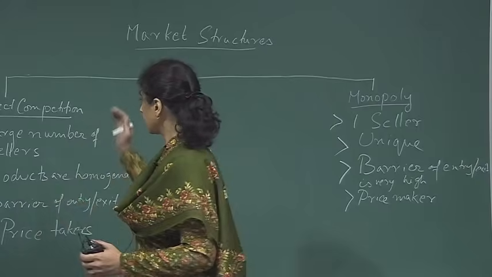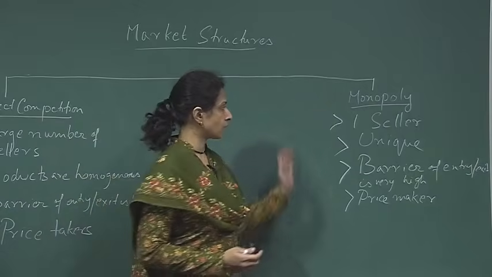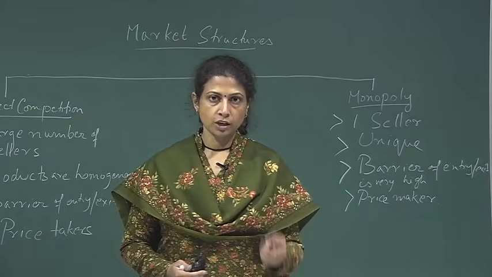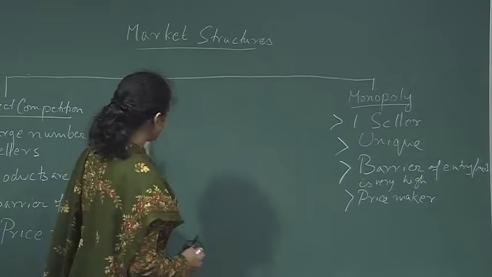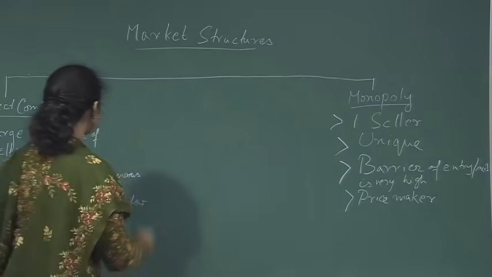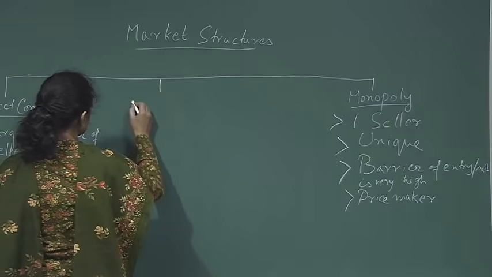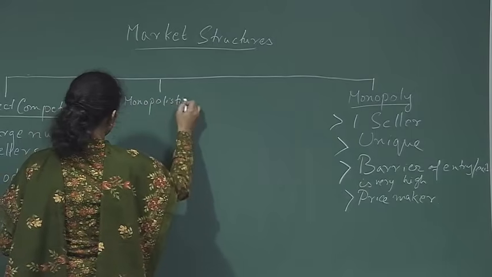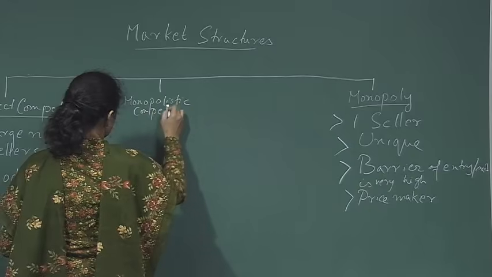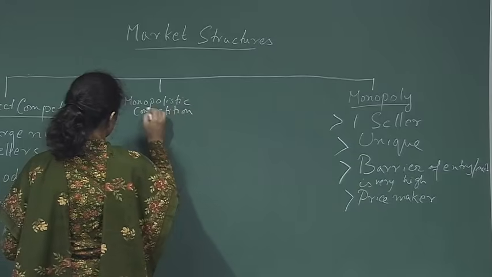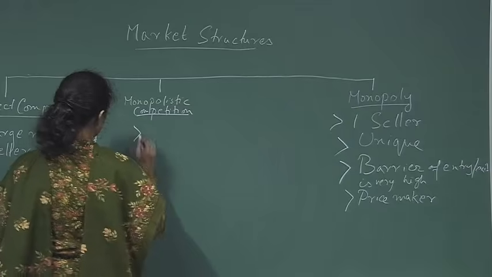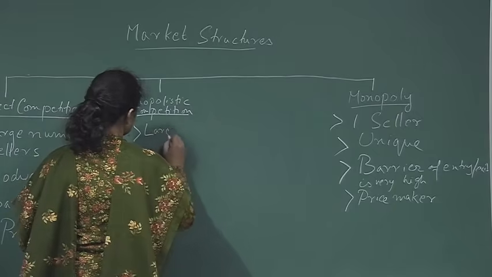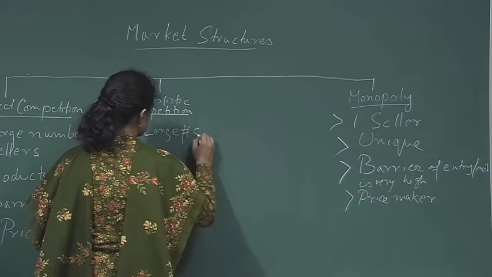So we have perfect competition at one extreme and monopoly at the other extreme, and we have two more market structures which we are going to discuss later. They fall within these two extreme categories. One is called monopolistic competition, and here, like perfect competition, there are a large number of sellers and buyers.